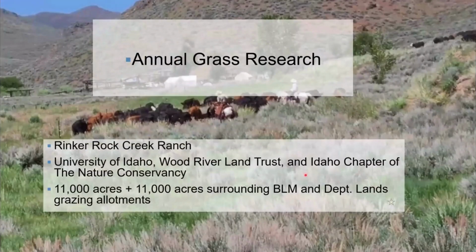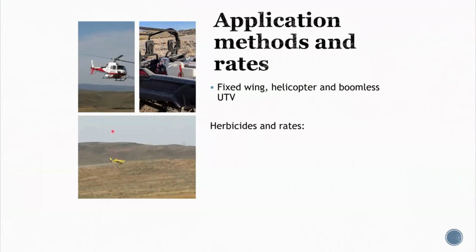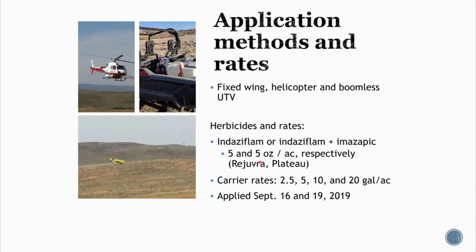One of the ways that we've been doing that is our annual grass research at Rinker Rock Creek Ranch, which is in central Idaho, and it's in the mountain big sage, so it's in one of our more resilient systems. We looked at a broad scale study where we looked at both helicopter and aircraft, and we had Rejuvera and Plateau at 5 ounces each, and then we had different carrier rates that were sprayed. The reason for that is that Rejuvera is not very mobile in soil, and so if there's a lot of distance between droplets, you can actually have some of the plants escape control. And so we wanted to take a look at that.